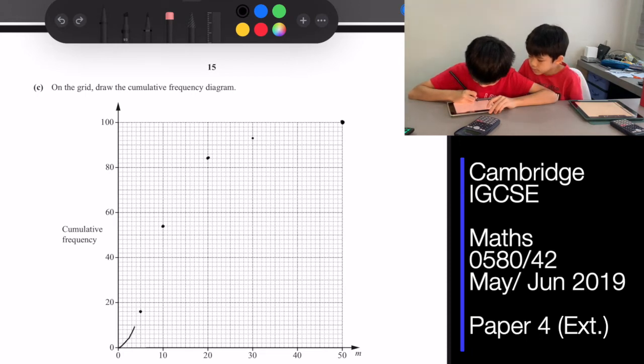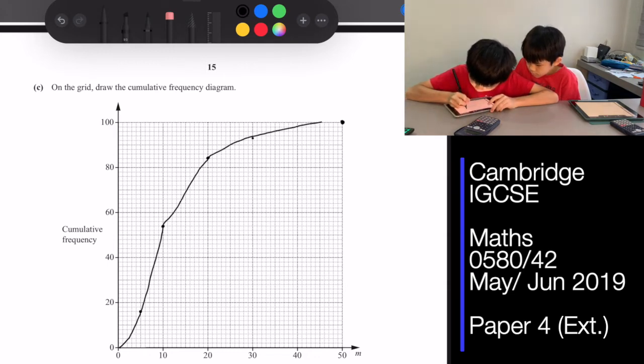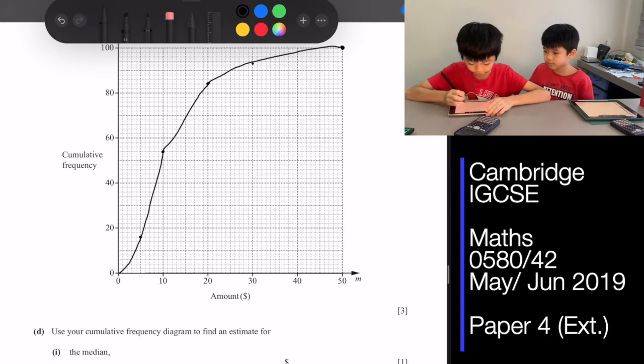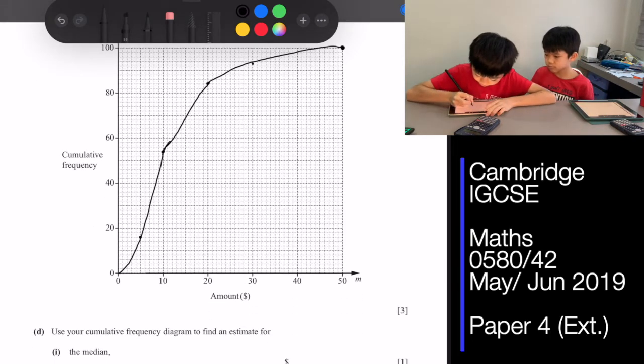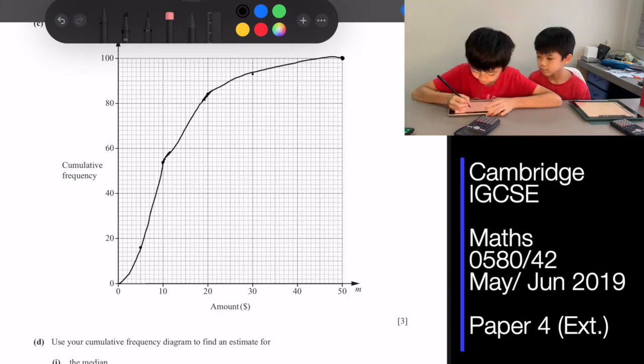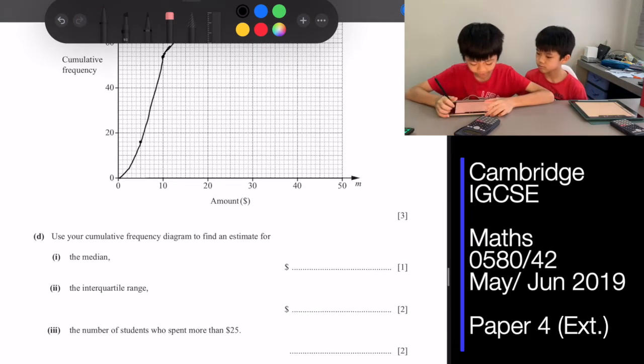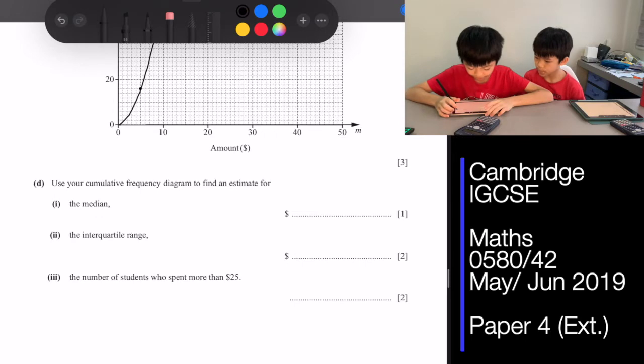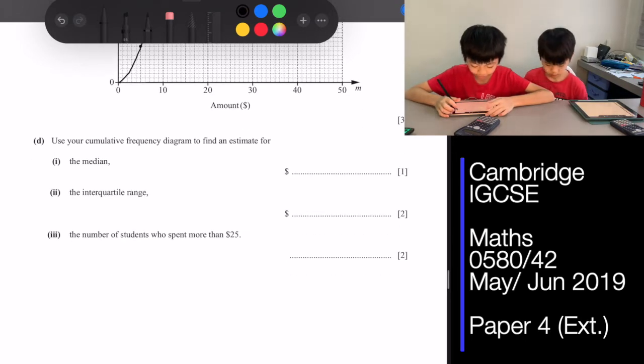Why is it so hard to draw a perfect graph? Okay. Should look something like this. Of course, if you were a pro, you probably would have smoothened the graph, unlike me, but you know. Alright, use your cumulative frequency diagram to find an estimate for the median.